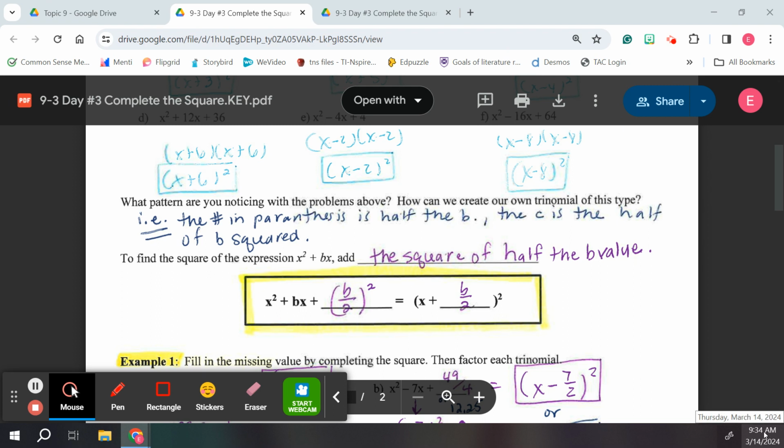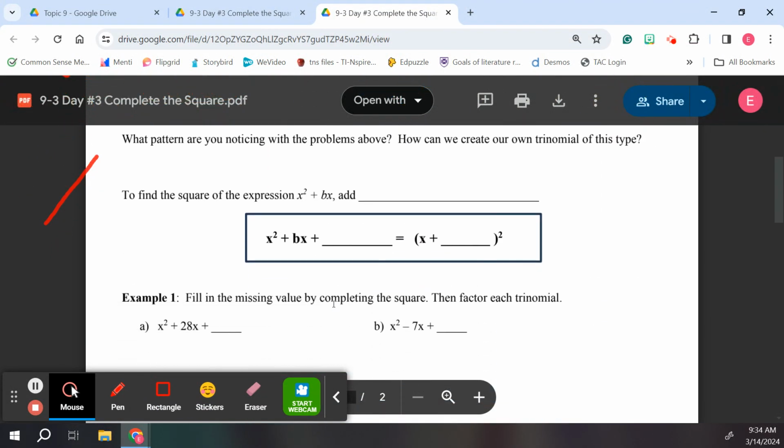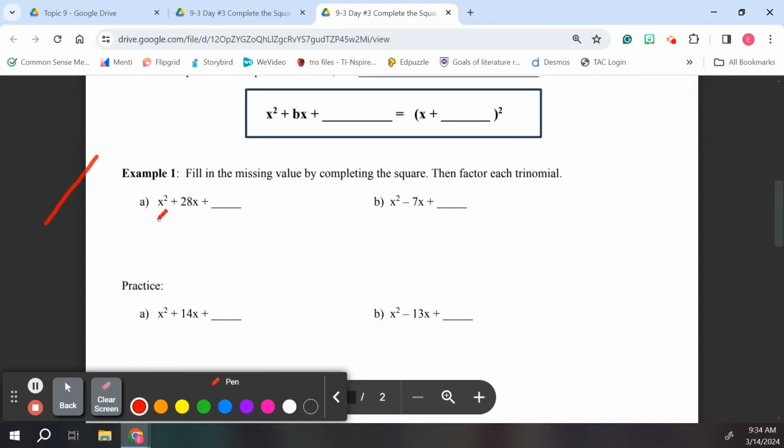All right, is anybody still writing this down? All right, let's talk about completing the square. Looking at this first one, it says fill in the missing value by completing the square, then factor each trinomial. So if I take a look, this is my b value right here.